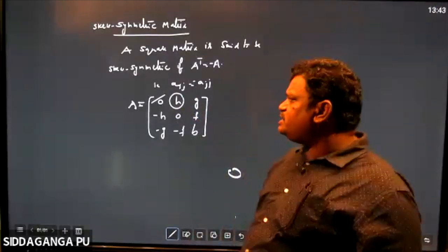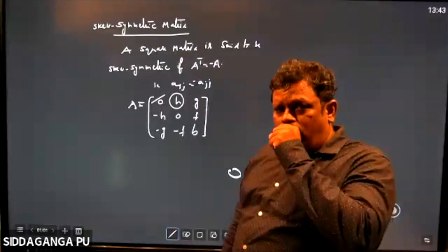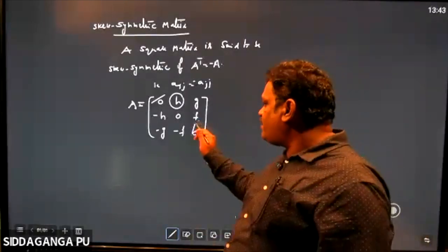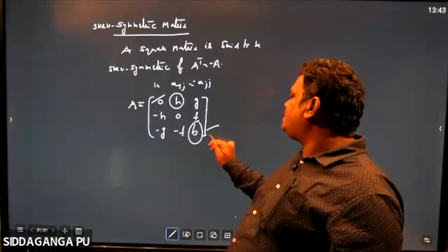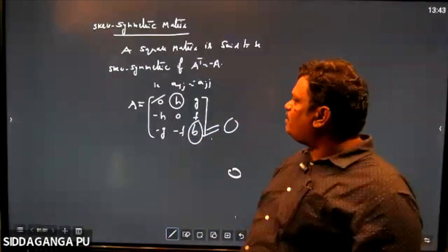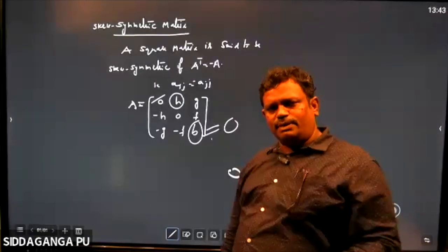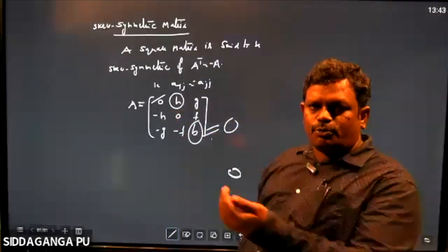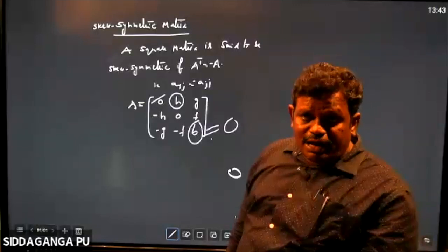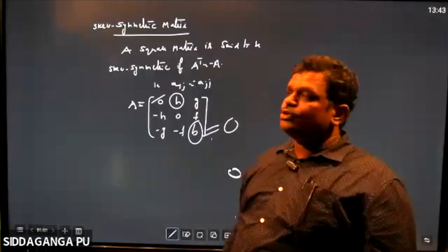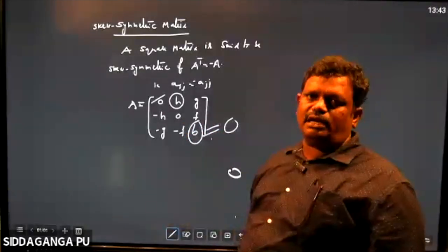We know that in any skew symmetric matrix, the principal diagonal elements must be zeros. That's why this value we can consider as 0. That is very, very important. In a skew symmetric matrix the principal diagonal elements must be 0. If the elements above the principal diagonal are positive, then the elements below are negative, and vice versa. Opposite signs. So this is the symmetric and skew symmetric matrix.